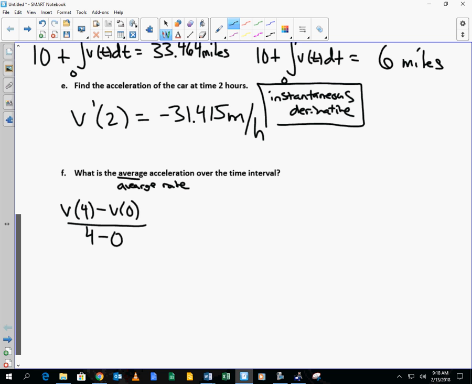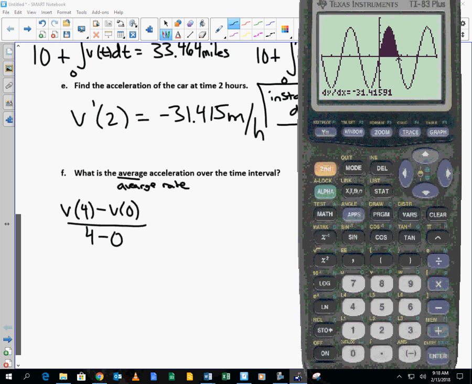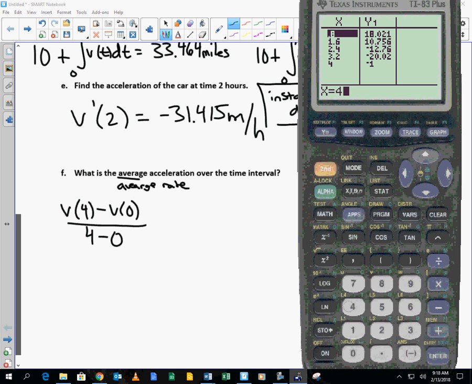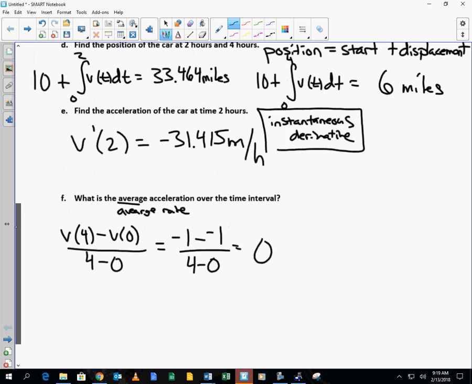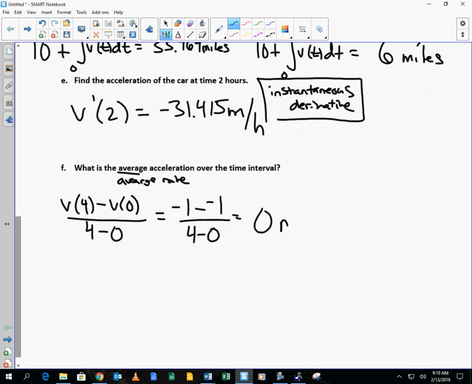How do we calculate V of 4? How can I do that in my calculator quickly? Table, okay. 4, I get negative 1. And I plug in 0. I get negative 1. Divided by 4 minus 0, and I get 0. I have to have a label: acceleration, miles per hour squared.